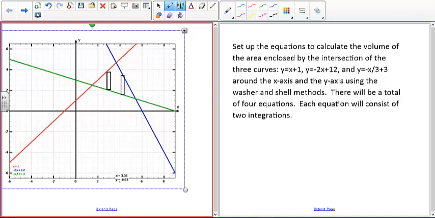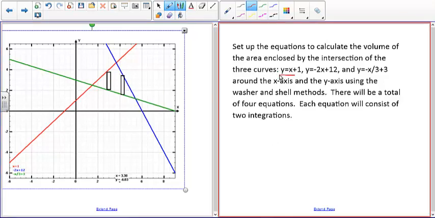So for example, I'll do the first one. If we're looking for the intersection of the green and the red curve, let me just underline them so I'll know what's what here. So this is the red curve, this is the blue curve, and this is the green curve.